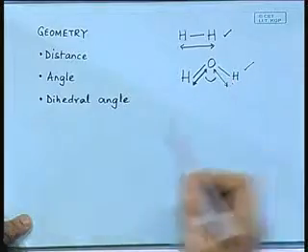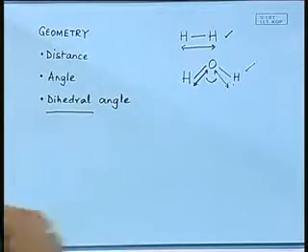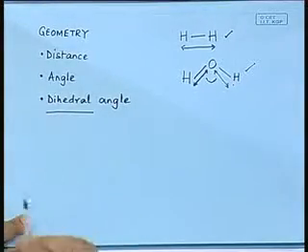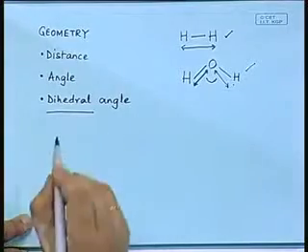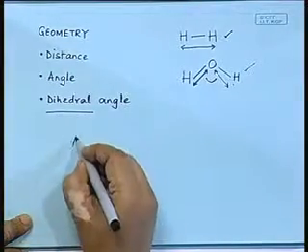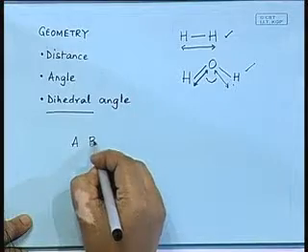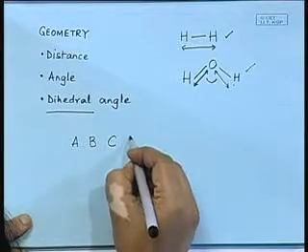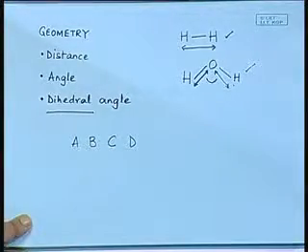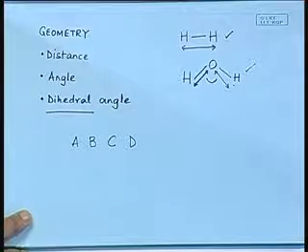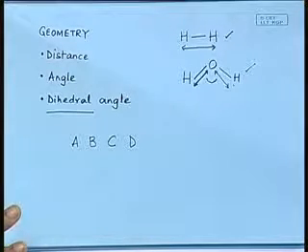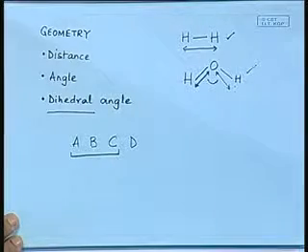Fine. Now what is this dihedral angle? Suppose you have 4 atoms, A, B, C, D, right? You know that a plane is defined by a minimum of 3 points. So I can define a plane using the atoms A, B, C.